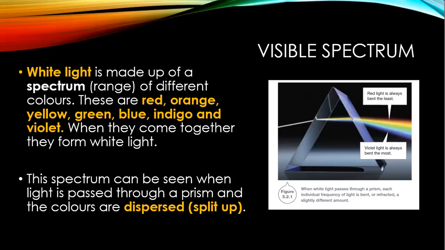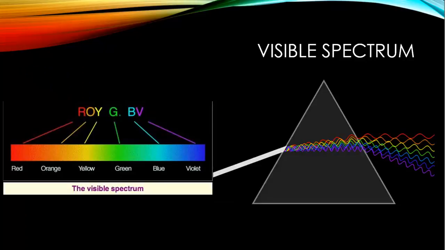So when we pass a white light or normal light through a prism, each of those individual frequencies of light is bent or refracted by a slightly different amount. And that's how we can see that rainbow effect or appearance come from the other side, where that light is split apart. Okay, here's our visible spectrum. So the colors that we can see with our eyes: we can see red, orange, yellow, green, blue, and violet.